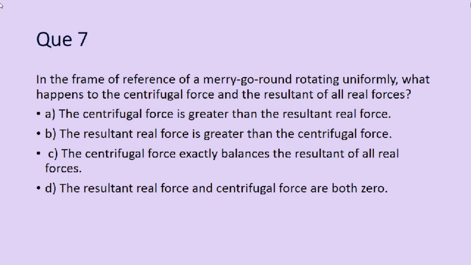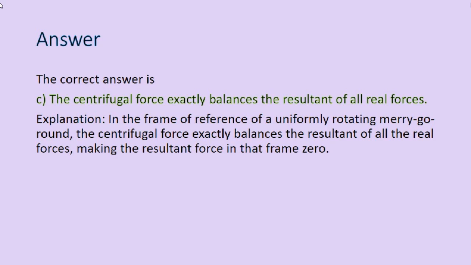Question number 7. In the frame of reference of a merry-go-round rotating uniformly, what happens to the centrifugal force and the resultant of all real forces? Option A. The centrifugal force is greater than the resultant real force. Option B. The resultant real force is greater than the centrifugal force. Option C. The centrifugal force exactly balances the resultant of all real forces. And the last option, option D, the resultant real force and the centrifugal force are both 0. And the correct answer is option C, the centrifugal force exactly balances the resultant of all the real forces.